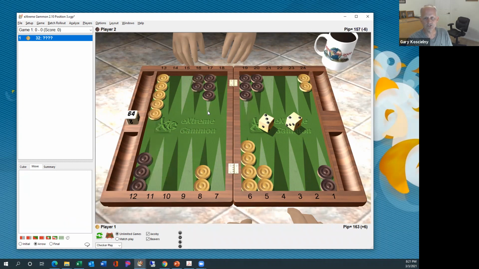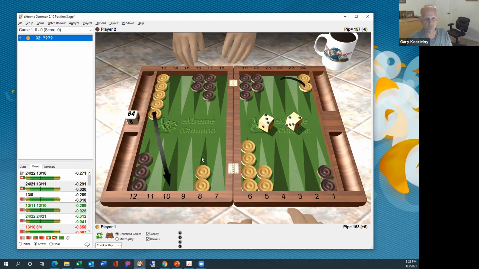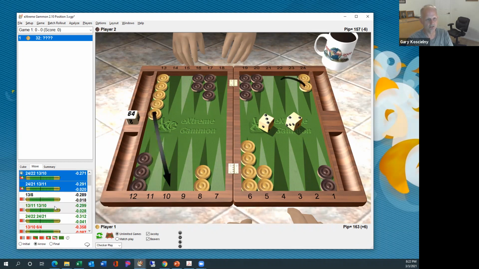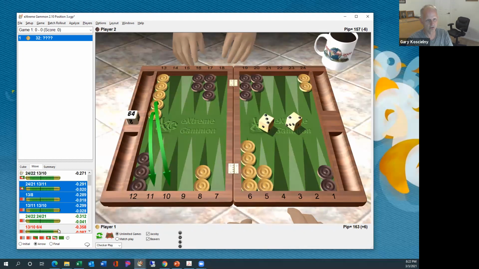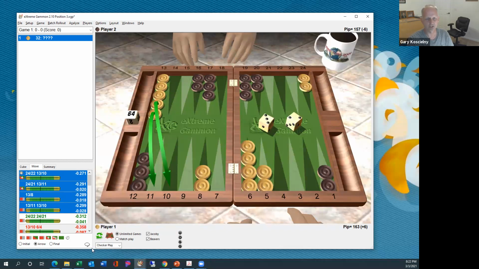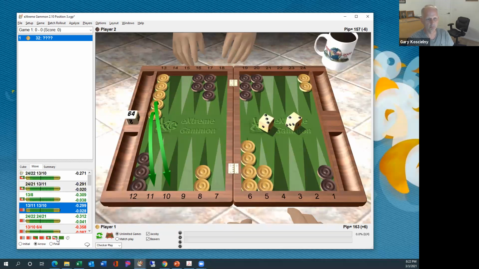Let's move these. Now we have just 10 checkers in the zone, but no blitzing structure. And now splitting is okay. I still wouldn't split here, because you've got 10 checkers in the zone, and I generally don't do that, but it's not as bad.